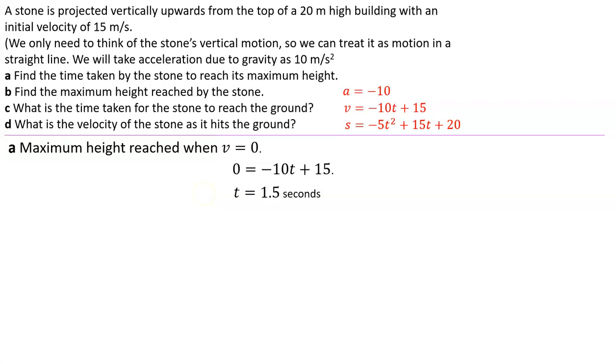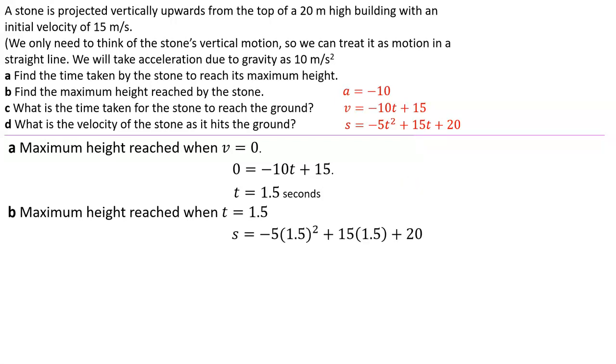To find the maximum height reached by the stone, I need to use my displacement function. t is equal to 1.5 when the stone's at its maximum height, so I just substitute that in and evaluate.